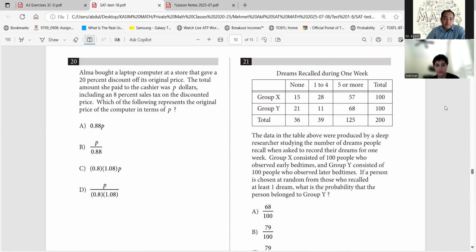Question 20. Bought a laptop, sorry. A computer at a store that gave a 20% discount off its original price. The total amount she paid to the cashier was P dollars, including an 8% sales tax on the discounted price. Which of the following represents the original price of the computer in terms of P?